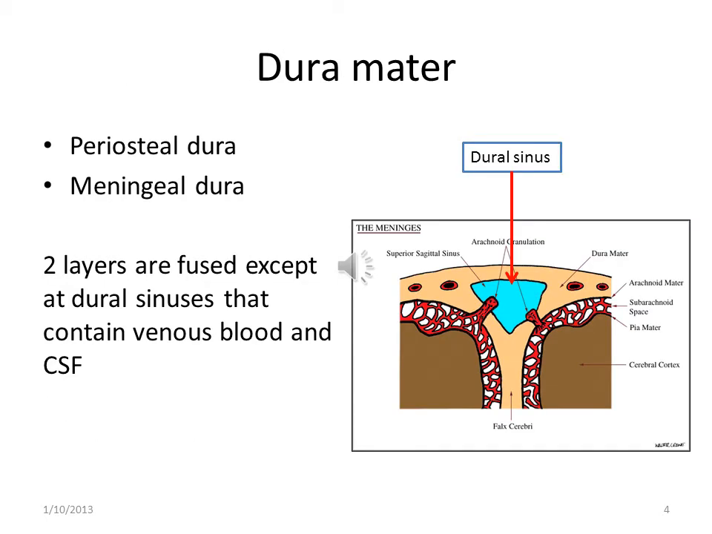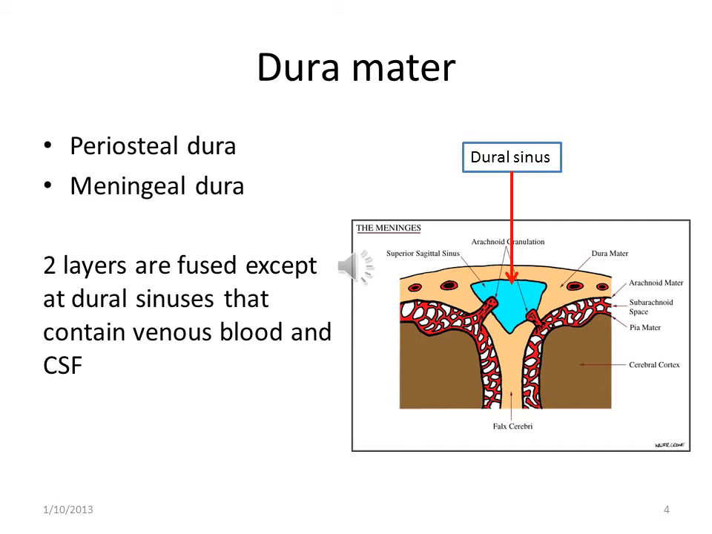The dura mater is thick and tough like canvas. At some places, it can be separated into two sublayers, the periosteal dura, which lines the inside of the skull, and the meningeal dura, which is more internal to the periosteal dura. So periosteal and meningeal dura are two sublayers of the dura mater. Periosteal dura is external and meningeal dura is more internal.